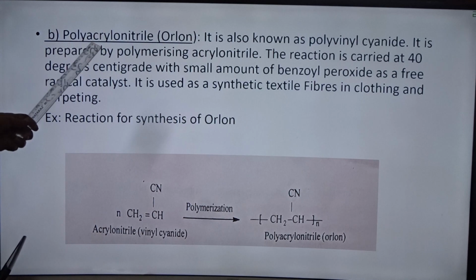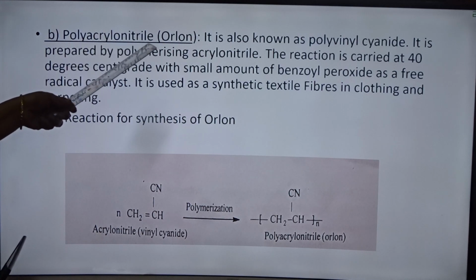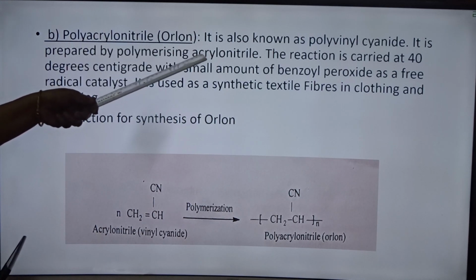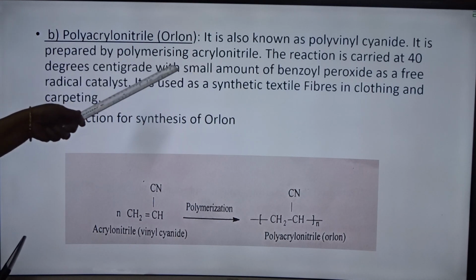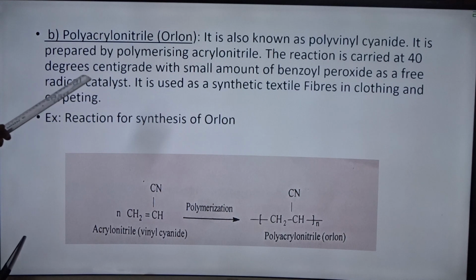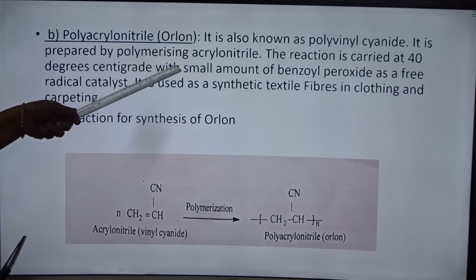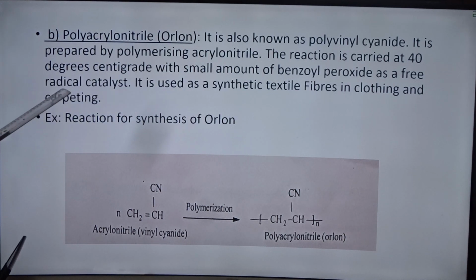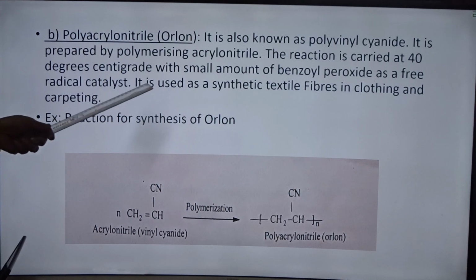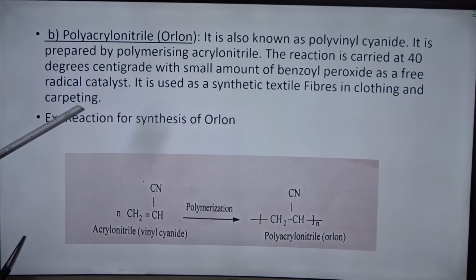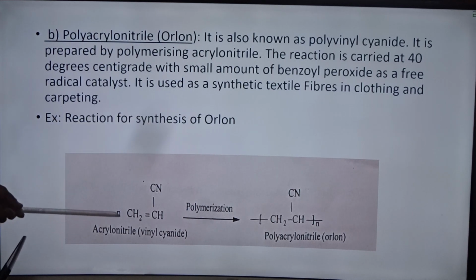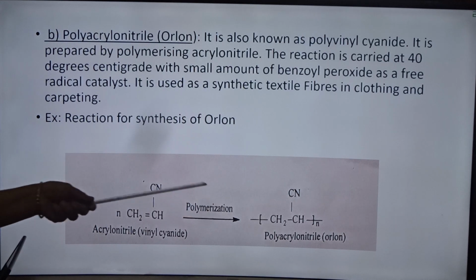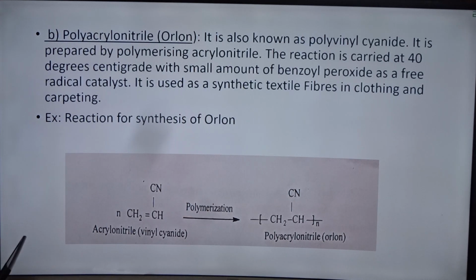Next, polyacrylonitrile. It is also known as Orlon. It is also known as polyvinyl cyanide. It is prepared by polymerizing acrylonitrile. The reaction is carried out at 40 degrees centigrade with a small amount of benzoyl peroxide as a free radical catalyst. It is used as a synthetic textile fiber in clothing and carpeting. Reaction for synthesis of Orlon: acrylonitrile on polymerization gives Orlon, the fiber.